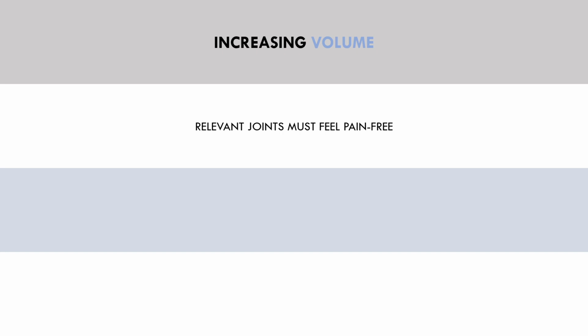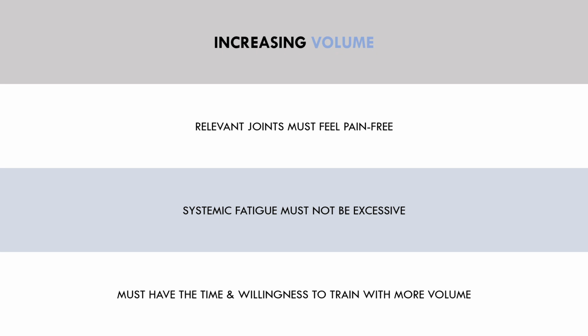However, there are 3 factors we need to consider before increasing volume. First is joint health. If the joints and connective tissue relevant to the particular muscle group feel healthy and pain-free, then volume could be increased. Second is systemic fatigue. If the trainee's total weekly volume is adequate for them to recover from and they feel systemically recovered, then volume could be increased. And third is practicality. Trainees must be able to allocate more time and willingness to train when volume is increased. If all 3 of these factors are considered, then volume may be increased if desired.